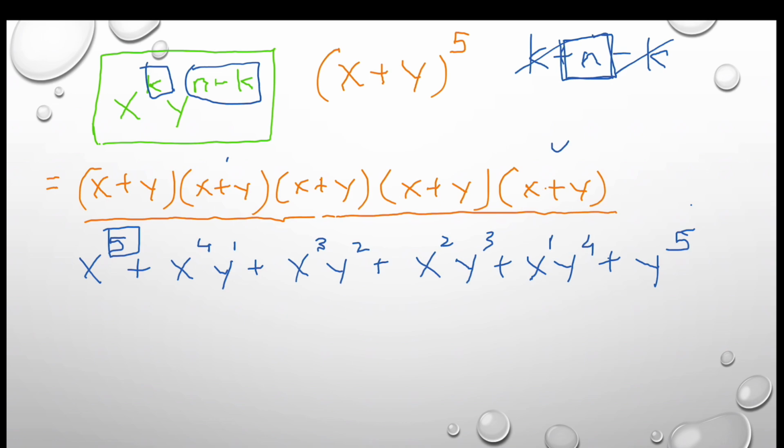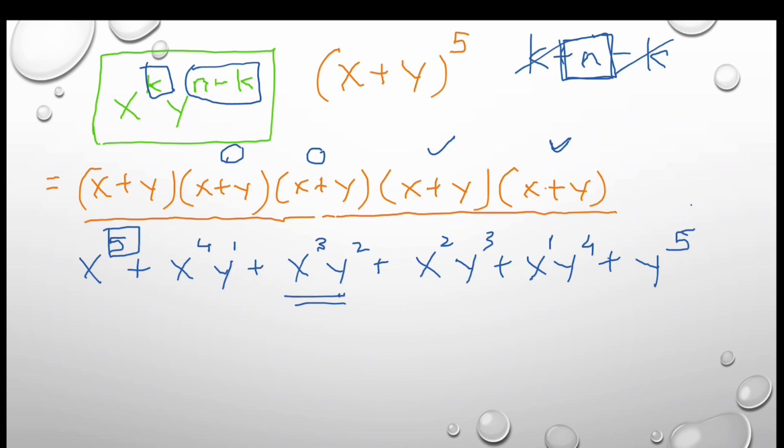Now you may ask, for instance, in this term, x to the power 3 times y to the power 2, what if instead of picking y from these two buckets, I decide to pick y from these two buckets? What about that case? We did not consider that. That is what a coefficient does.